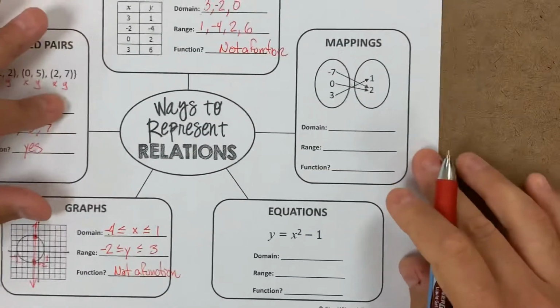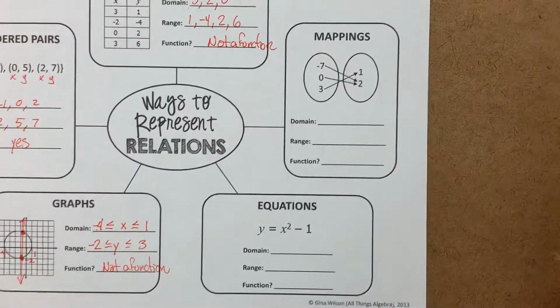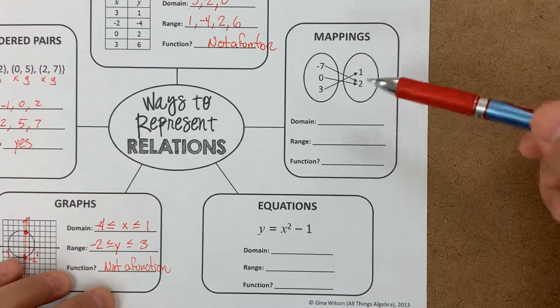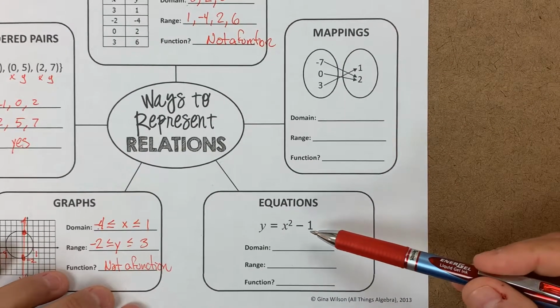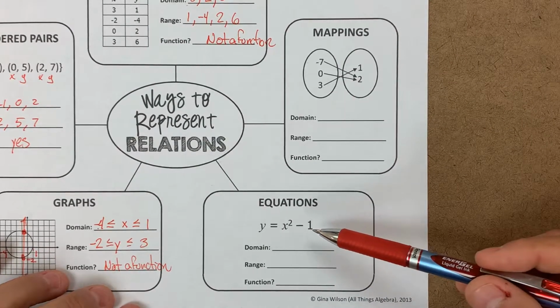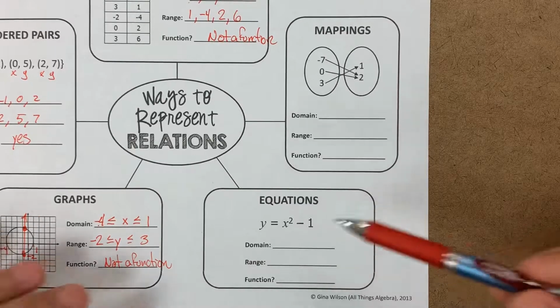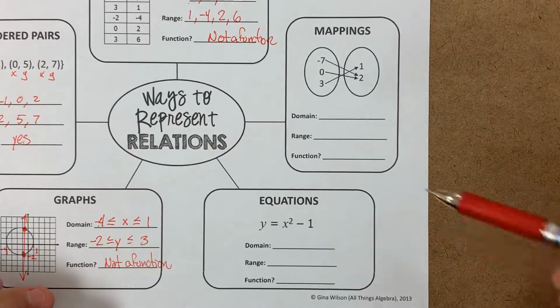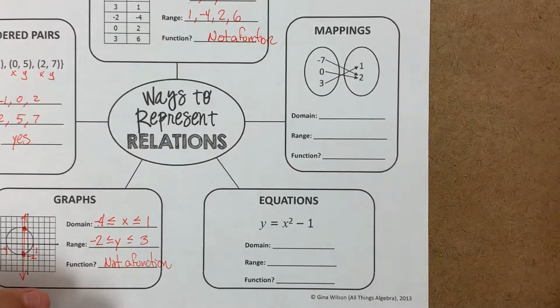Now, for mappings and equations, mappings are going to be discrete because it gives you actual numbers to use. An equation is going to be continuous because it doesn't give you an actual number. It gives you a range of numbers or an infinite amount of numbers. And we'll talk about this a little bit more in detail in class.